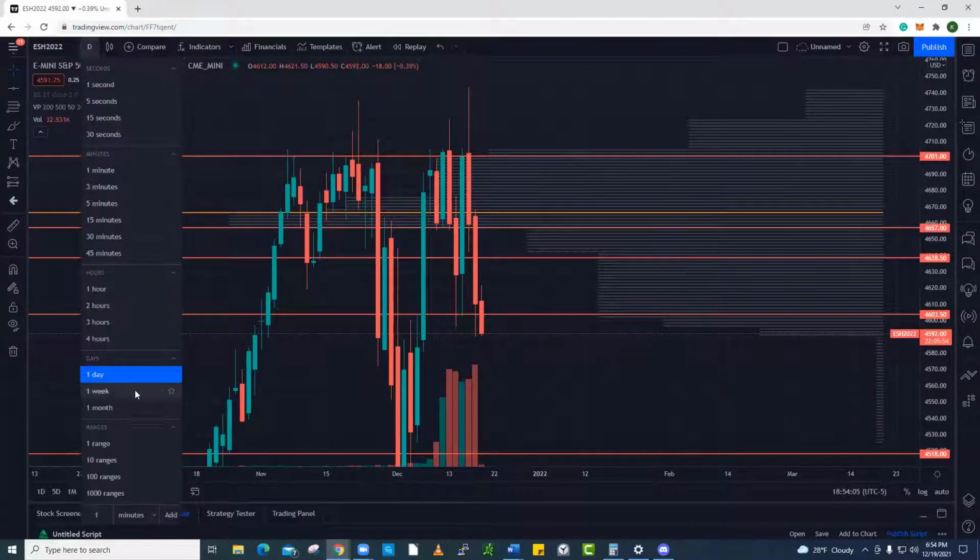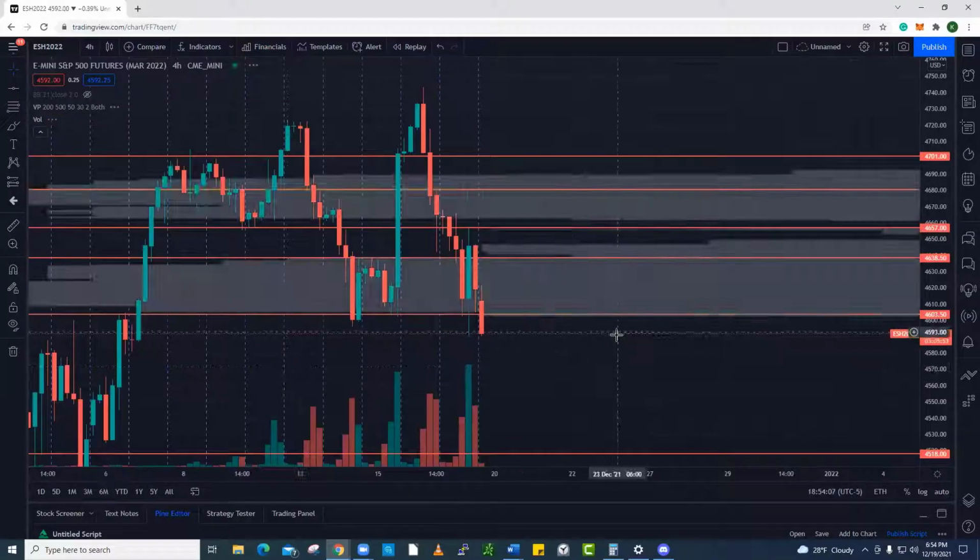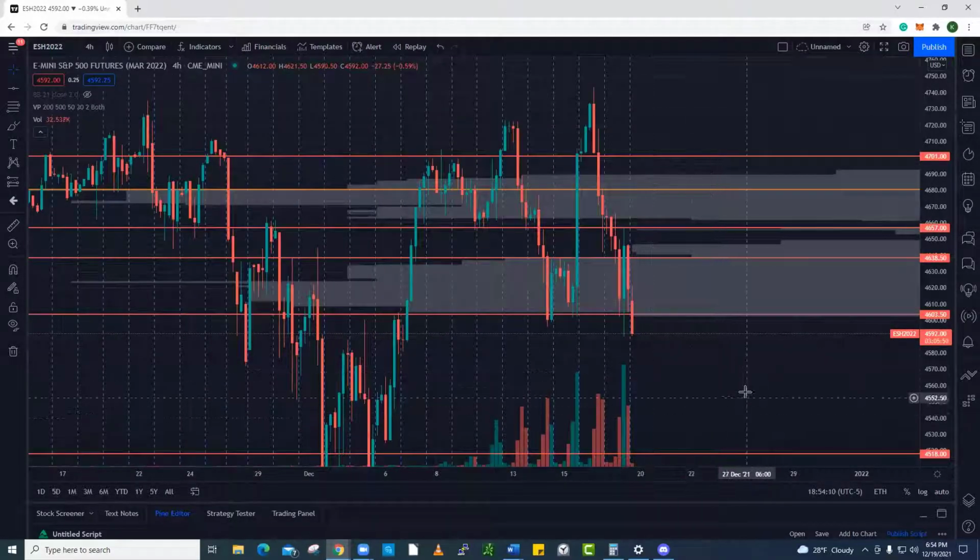I'm going to move on. I'm going to go down to 4 hours. Wow. Look at that. More volume is reflected, and it's showing confluence, agreement, harmony with my levels. Look at that.